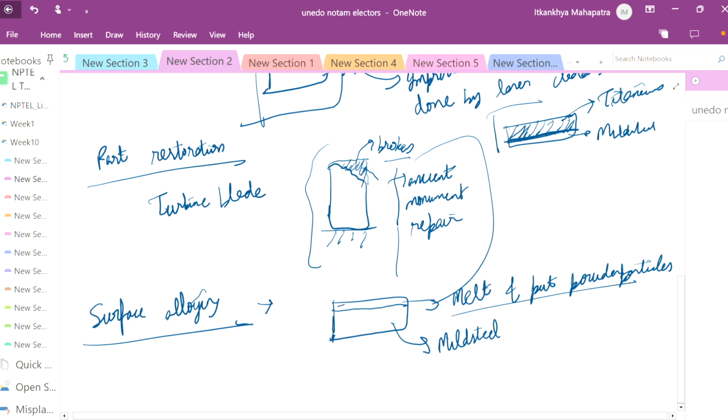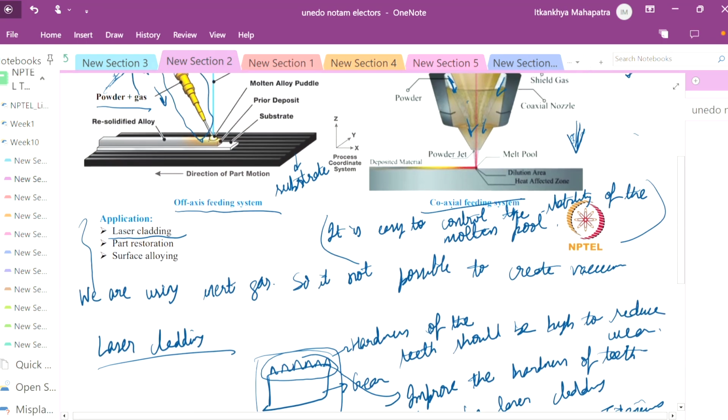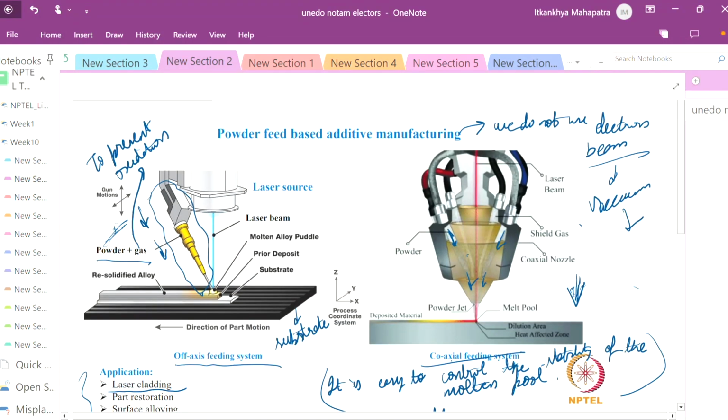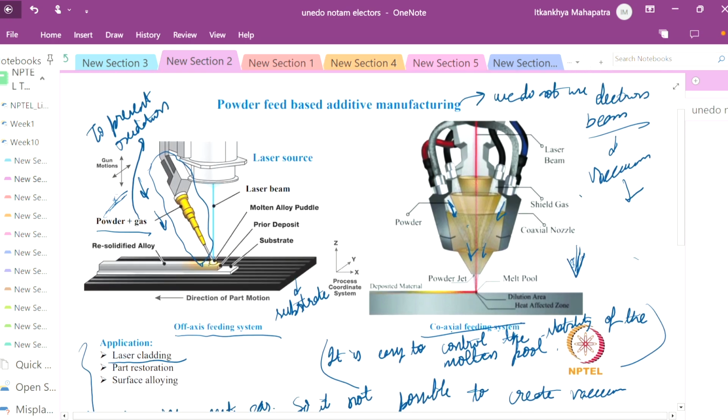So at high temperature, they will react with the atoms and molecules of the base material and form a compound, and this compound will form an alloy. So this is surface alloying. In laser cladding, it is possible to differentiate between the substrate and the surface because of this interface, but in surface alloying, it is not possible. So this is, I think, the assignment question. Okay. So one part we covered.